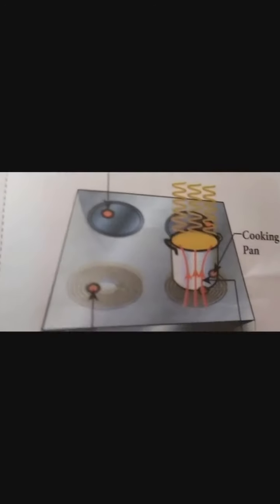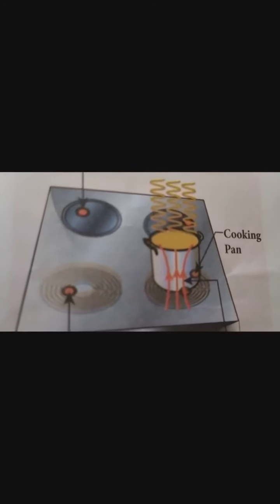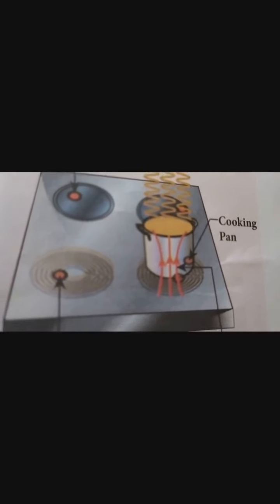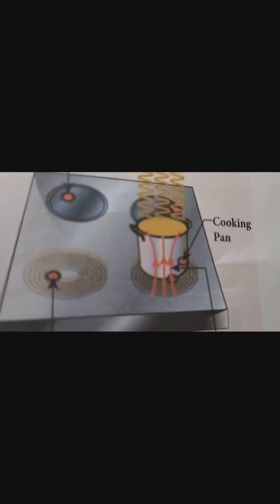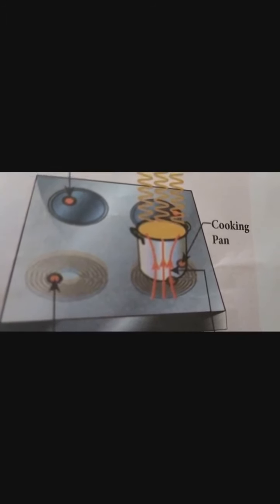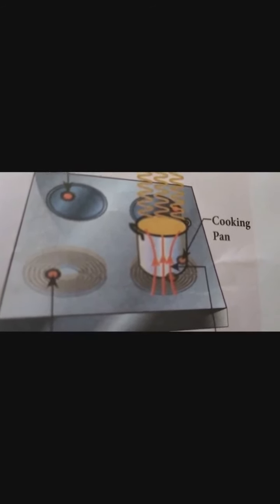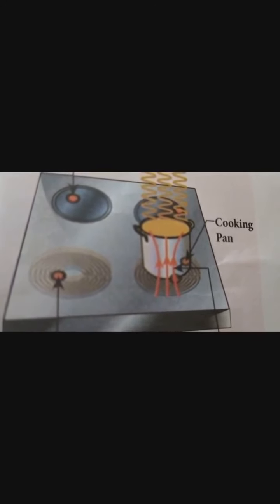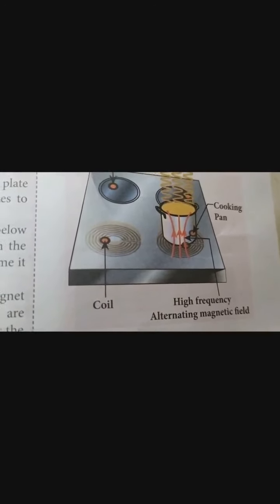So a strong magnetic field is produced here. An alternating current, AC, is given. This AC changes direction, so a high alternating magnetic field is produced. This alternating magnetic field produces eddy currents, which form concentric circles like this, and these currents are called eddy currents.